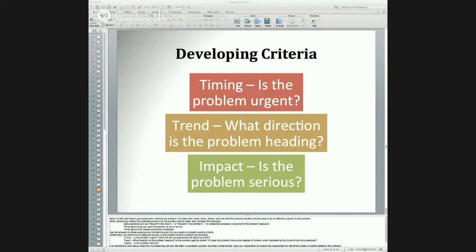Trend. What direction is the problem heading? Is the problem getting worse? Or does the problem have a low degree of concern when considering the future of circumstances? Impact. Is the problem serious? Does it require action? Does it need an urgent solution? It is important to think about what these circumstances will look like after a successful solution has been implemented. Use your imagination to explore the possibilities for identifying goals or criteria related to the problem.